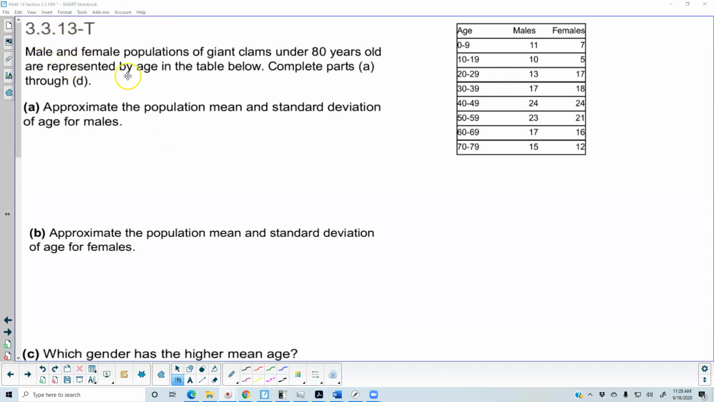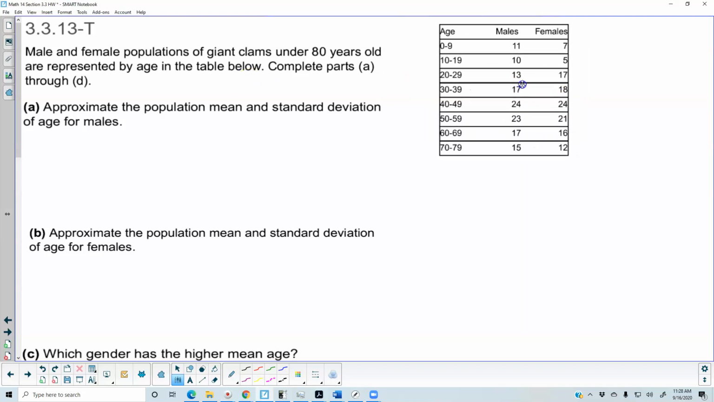3.3.13-T. Male and female populations of giant clams under 80 years old are represented by age in the table below. We want to complete parts A through D. So the first part, we want to approximate the population mean and standard deviation for the males.